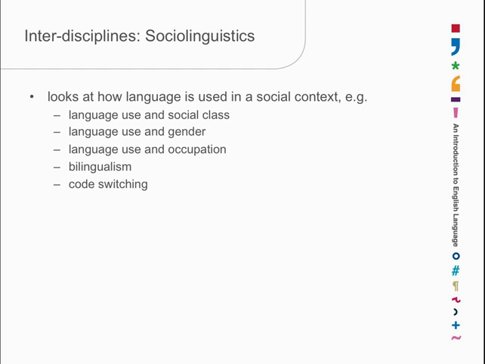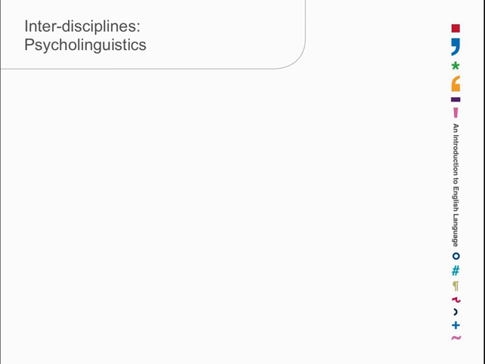The second interdiscipline I'd just like to draw your attention to is psycholinguistics, and that hasn't got to do with linguists who are psycho. It has to do with the interaction between psychology and linguistics. It looks at how language is, for example, acquired by humans. The acquisition of language is a fascinating area because we're not born with a particular language. That's quite clear because babies don't all speak Tamil, for example, or Kwakiutl. They speak the language of the people around them.